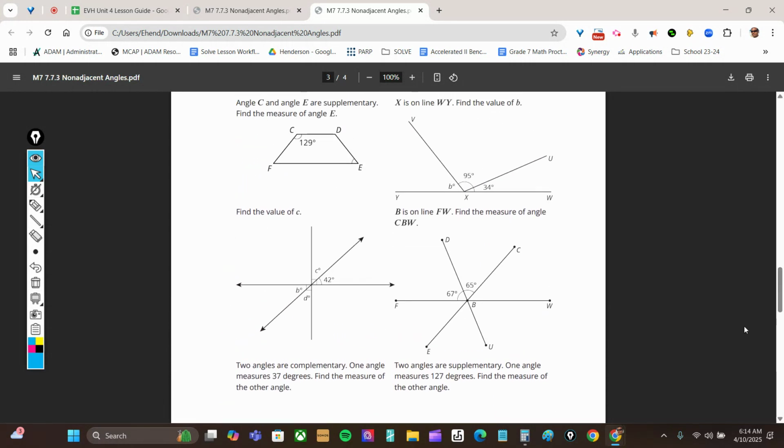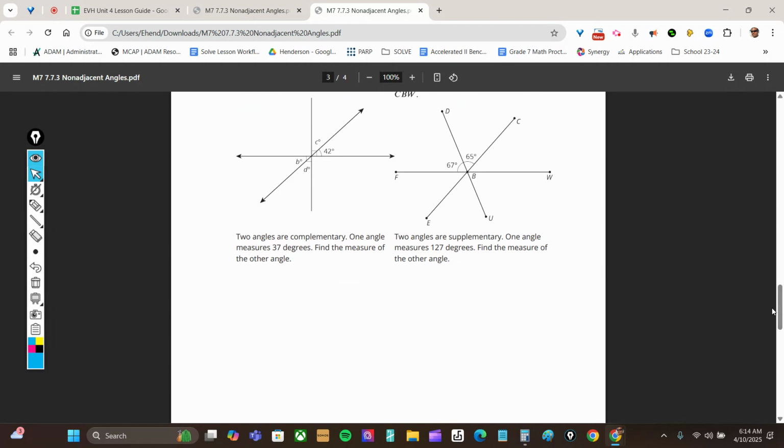Two angles are supplementary. One angle measures 127. Find the measure of the other angle. So these are hints. The two angles are complementary. One angle measures 37. Find the measure of the other angle. These are some more questions, just written word problems.